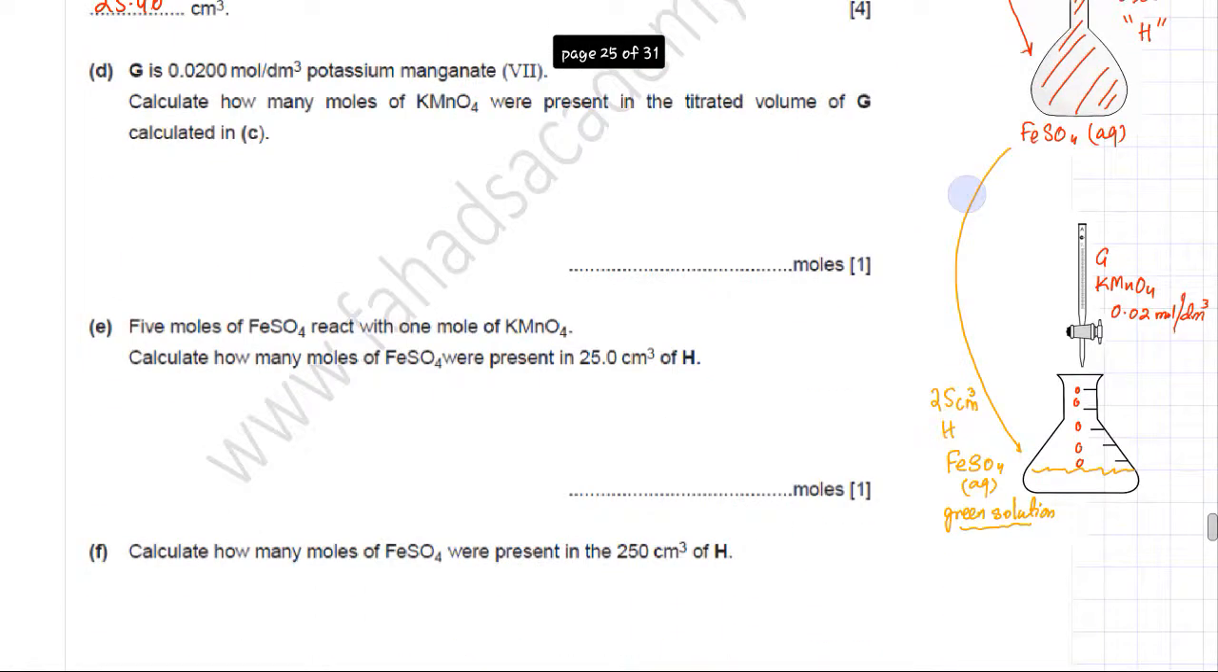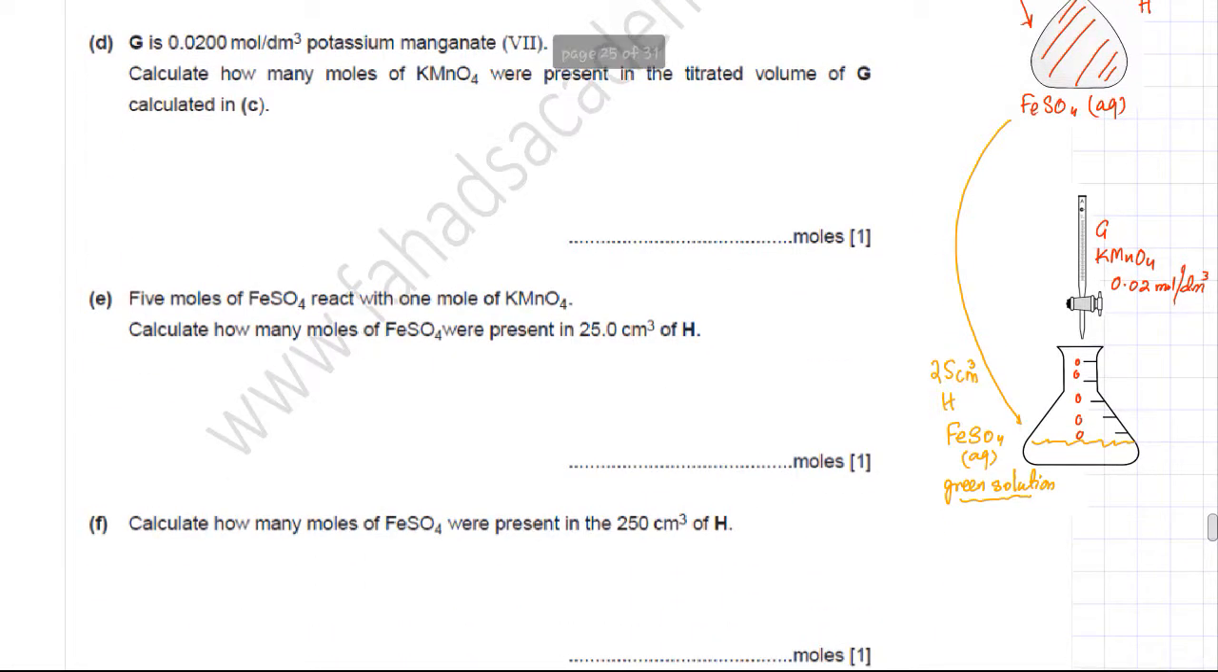This is the average volume, which is 25.40. So this is the amount of KMnO4 that's being added. I'm going to write this value over here. The volume of KMnO4 that's being added is 25.40 centimeter cube, from the burette readings given. That's the amount of KMnO4 that's being added into this flask.